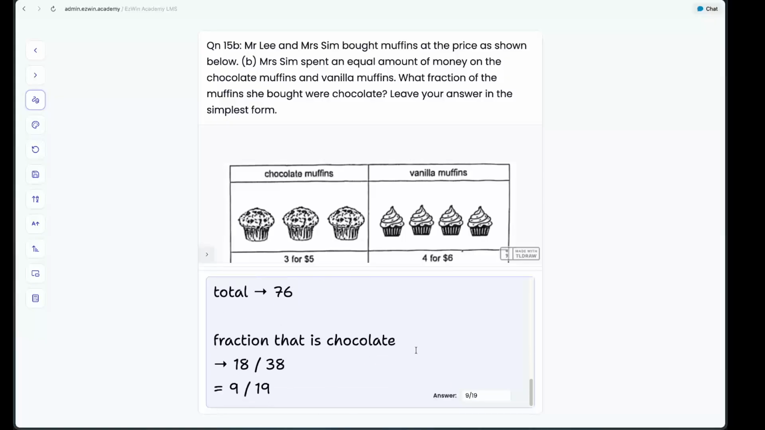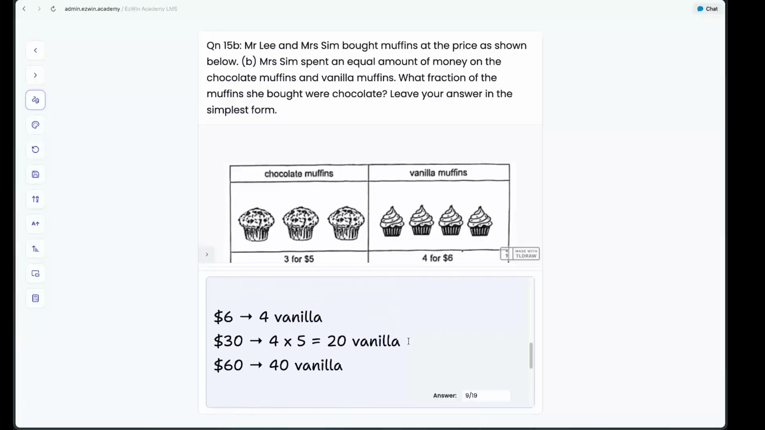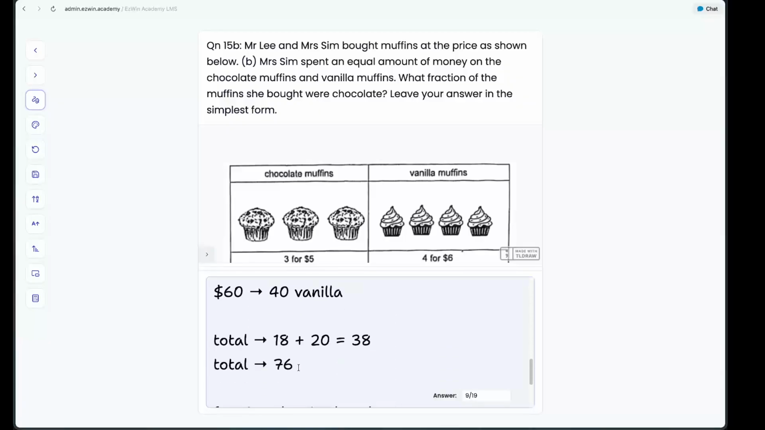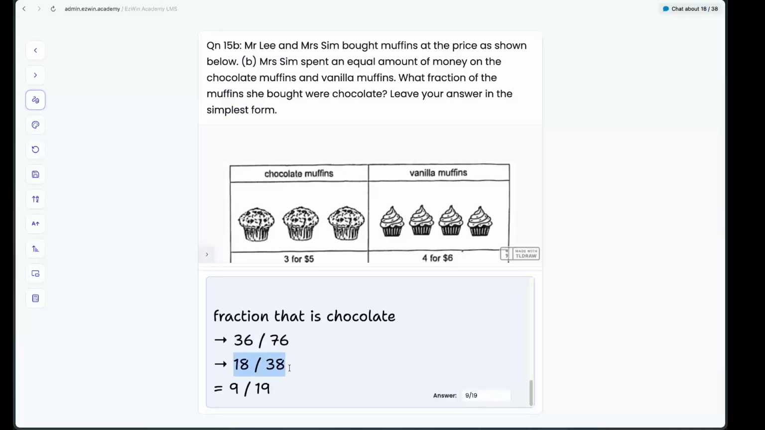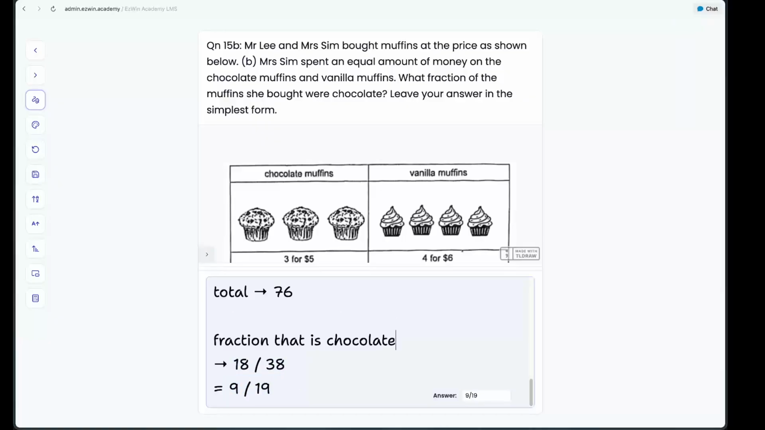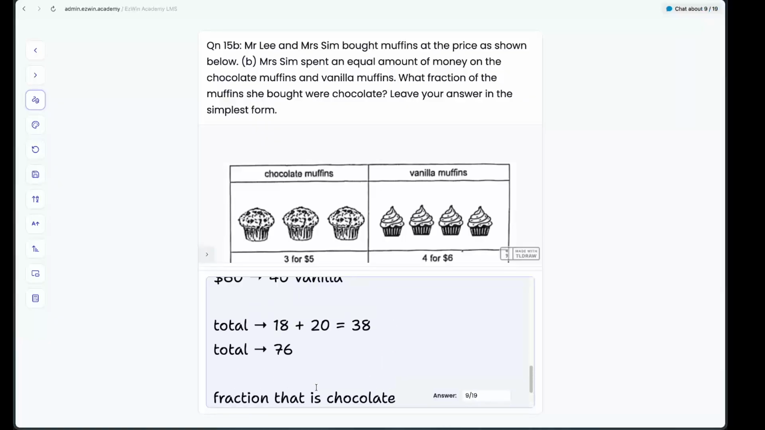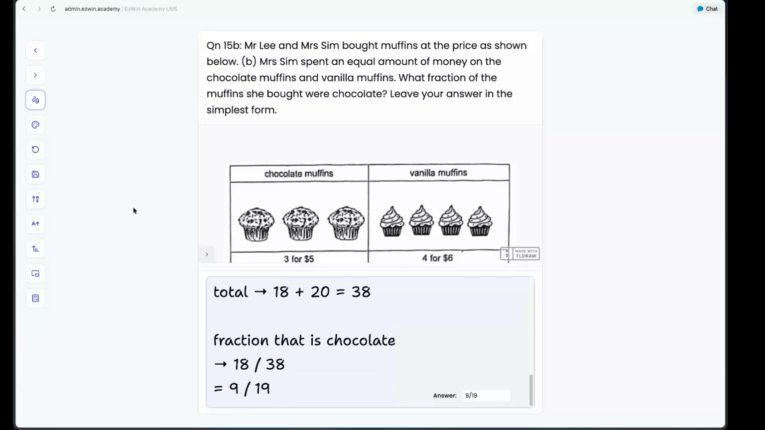Then from the fraction, how many is the chocolate? In this case it is 36, and the total is 76. If we were to simplify it, it will be 18 out of 38 and 9 over 19. So it doesn't matter what the price is, it will always be the same fraction. So hopefully it makes sense.